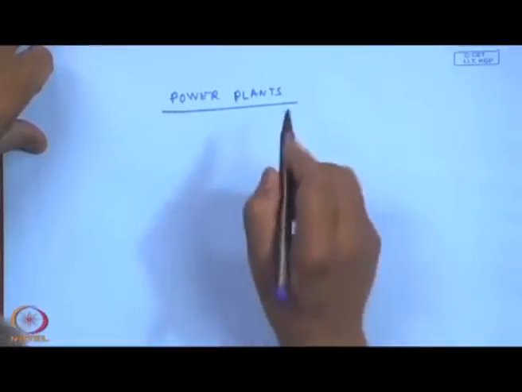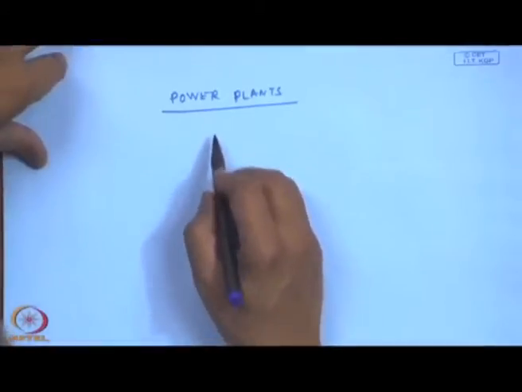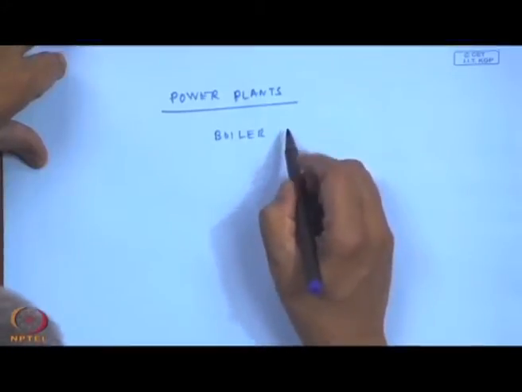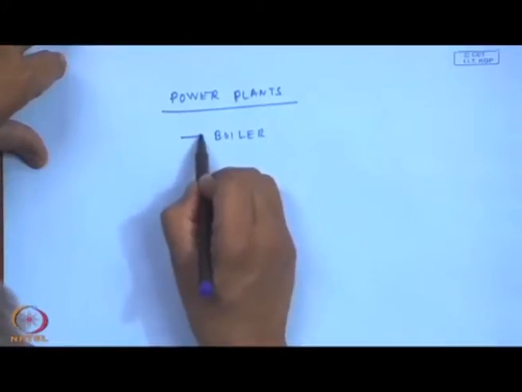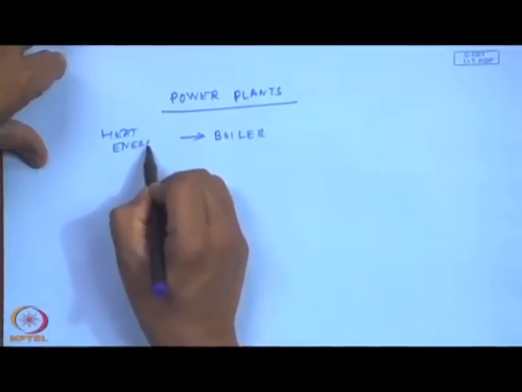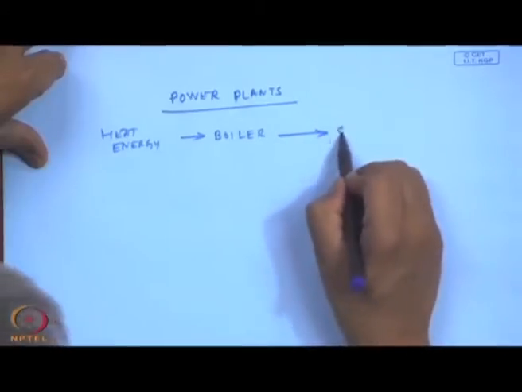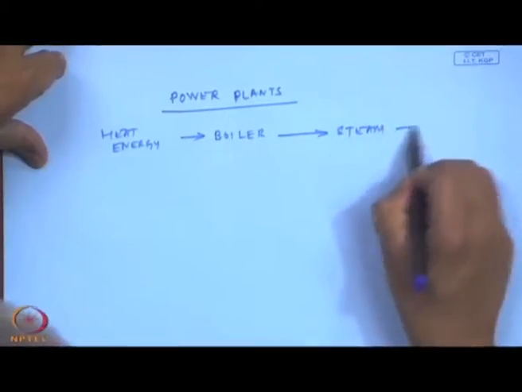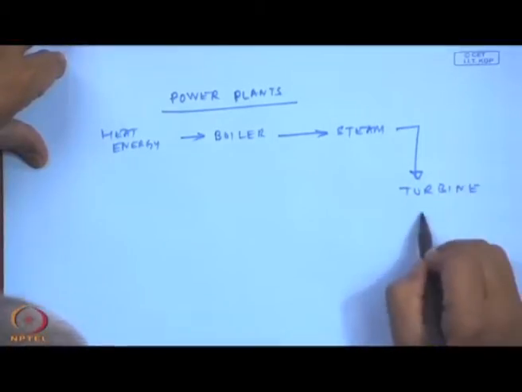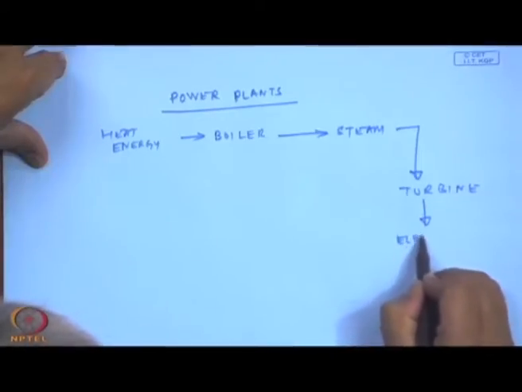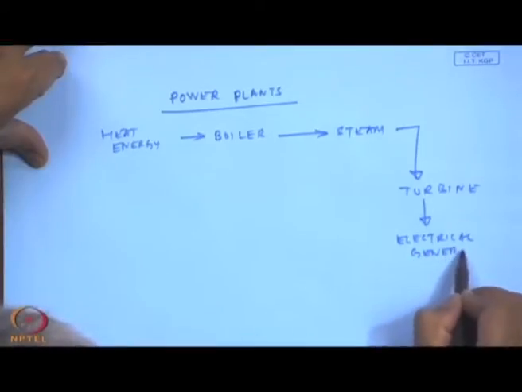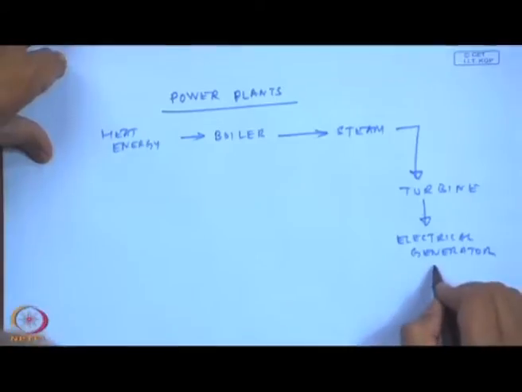See what happens in a power plant: to generate steam, the boilers are given heat energy, and we get steam, which drives a turbine, which drives an electrical generator, and we have the electrical power.